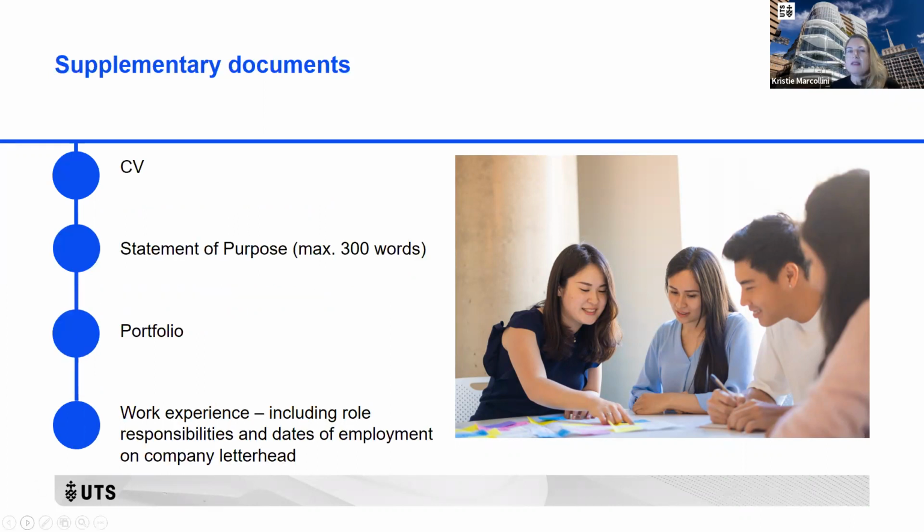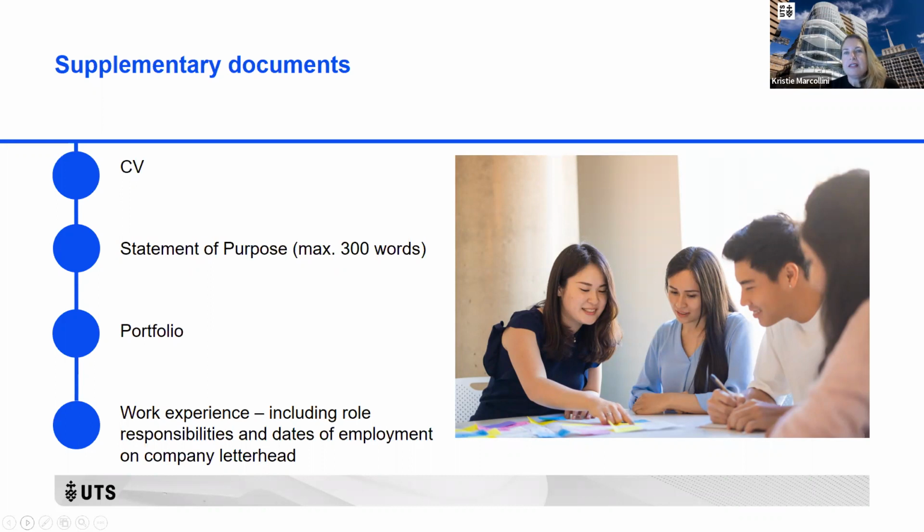So there are some documents you might need to provide depending on the program you're applying for at UTS. Some of the programs will request you to submit a CV, a statement of purpose. The statement of purpose should be no more than 300 words. Also, a portfolio might be requested, or work experience.